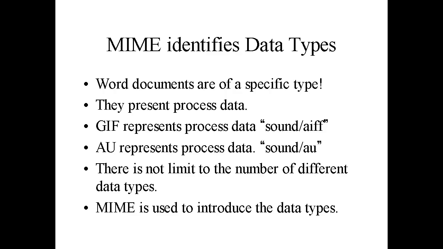So when we think about it, Word documents are just another specific type, and they represent what we'll call processed data. The GIF format images, that's another kind of processed data. Sound/AIFF, that's the Audio Interchange File Format. That's more processed data. Sound/basic, that's mu-law encoded 8-bit companded processed data. There's no limit to the number of different data types you can transmit, right? You could just make one up.